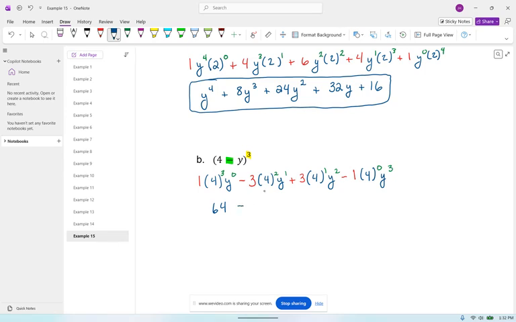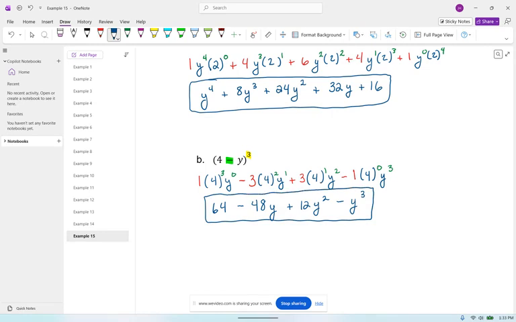And then we have minus, okay? 4 squared is 16. 3 times 16 is 48. So we'll have 48y plus. Okay, now we have 3 times 4 raised to the first. 4 raised to the first is 4. 3 times 4 is 12, y squared. Then we have negative 1 times 4 raised to the 0. 4 raised to the 0 is 1. So we have just minus y to the third at the end of that.